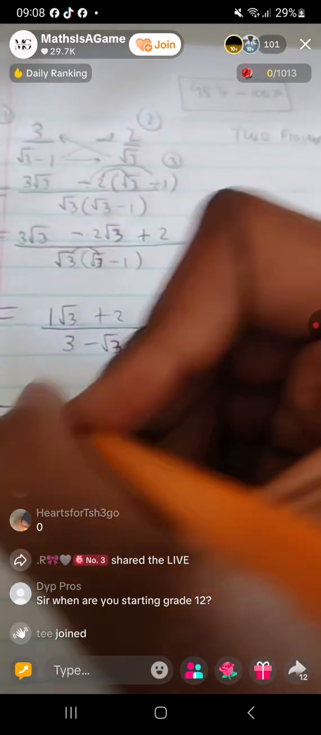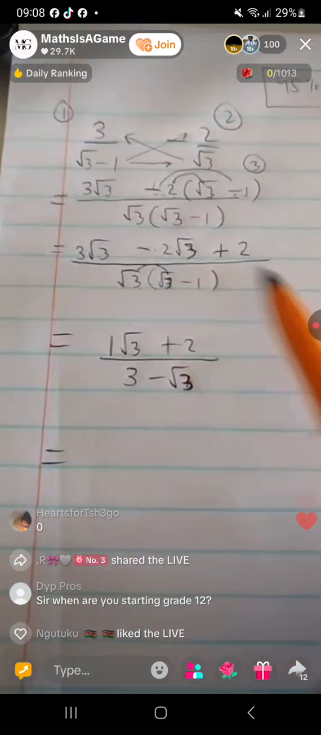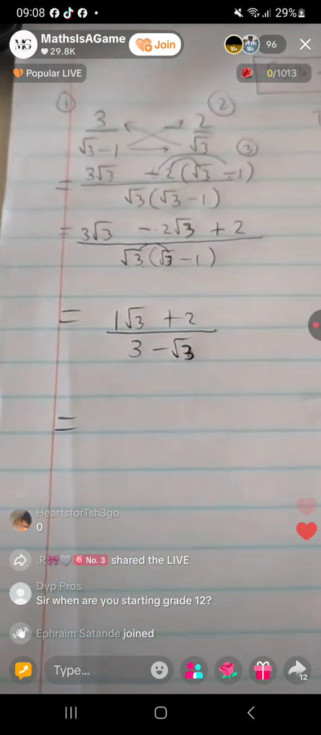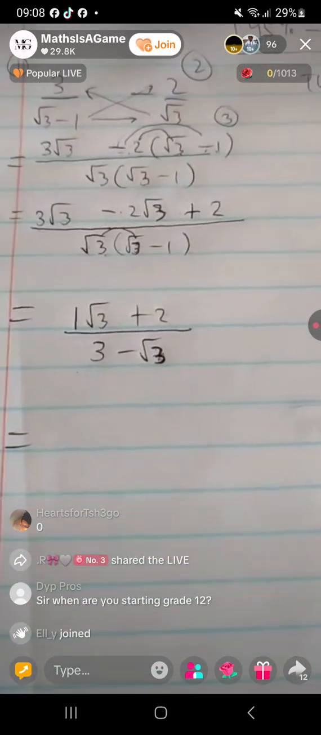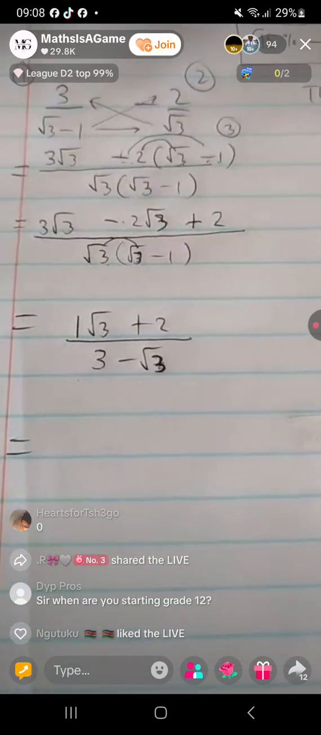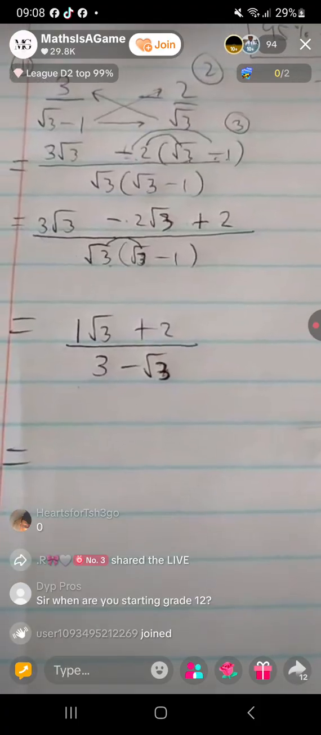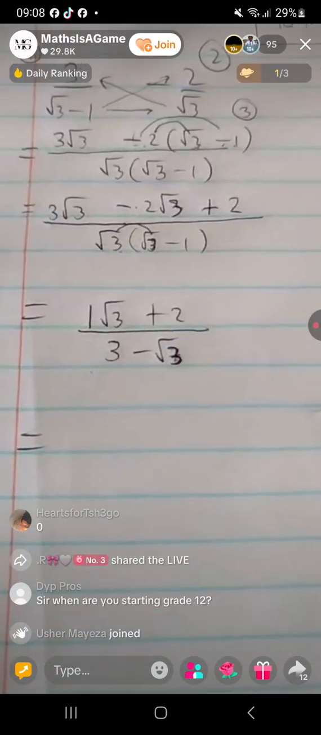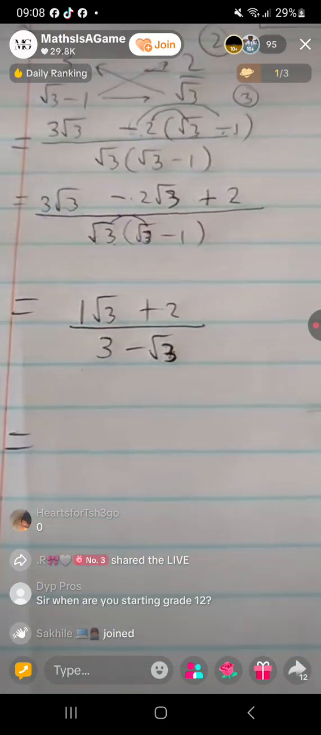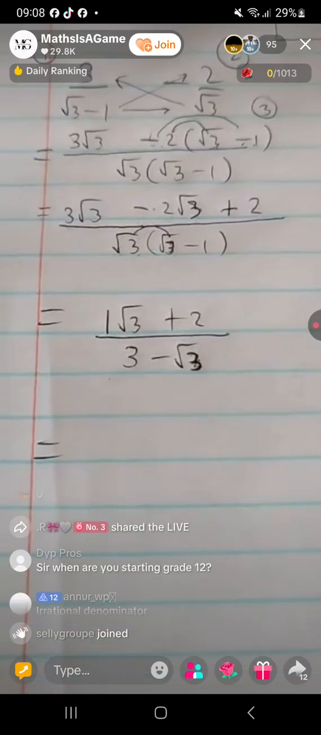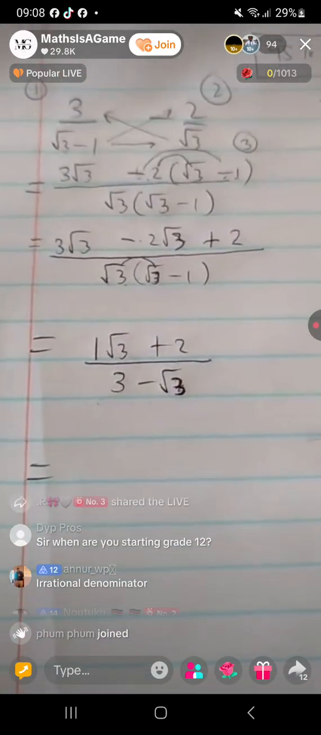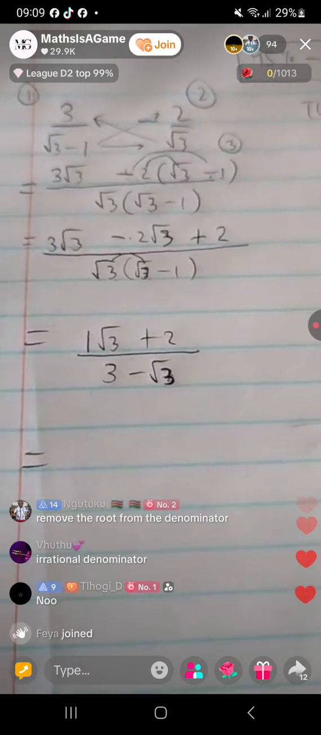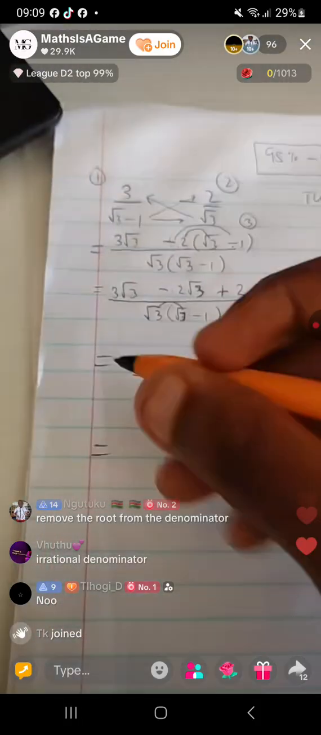But we have a problem, don't we? What is the problem in this answer, my good friends? Is this answer final? Can we leave it like this? No, it's irrational. We can't have this root there in the denominator. So we have a problem there. What do we have to do then?